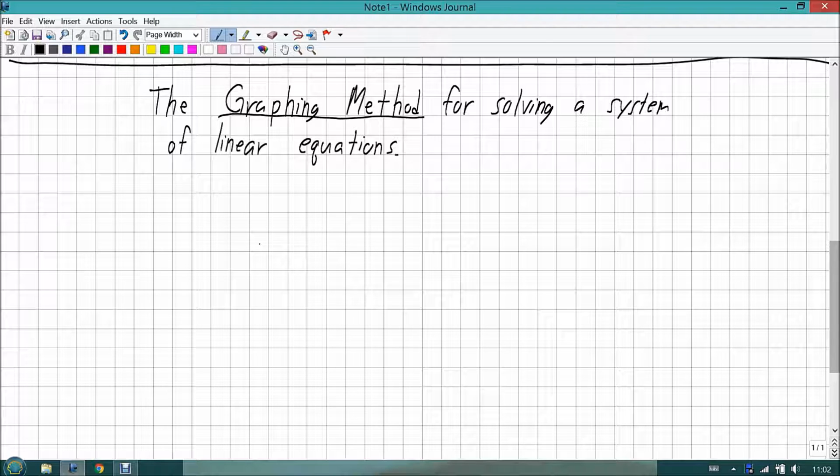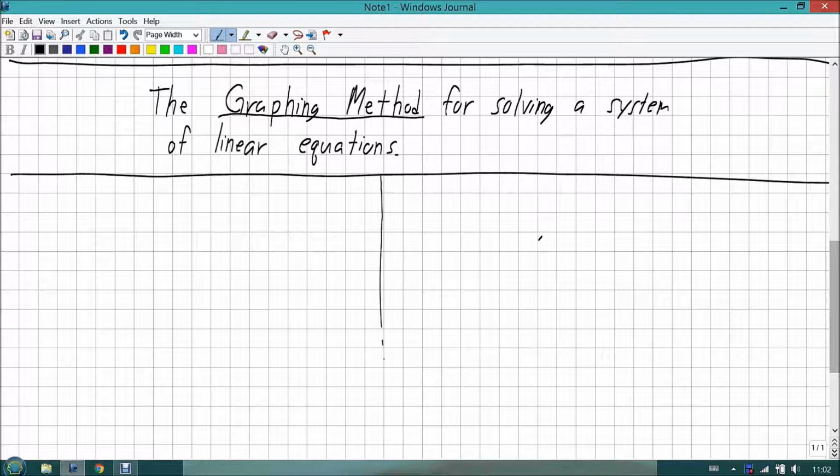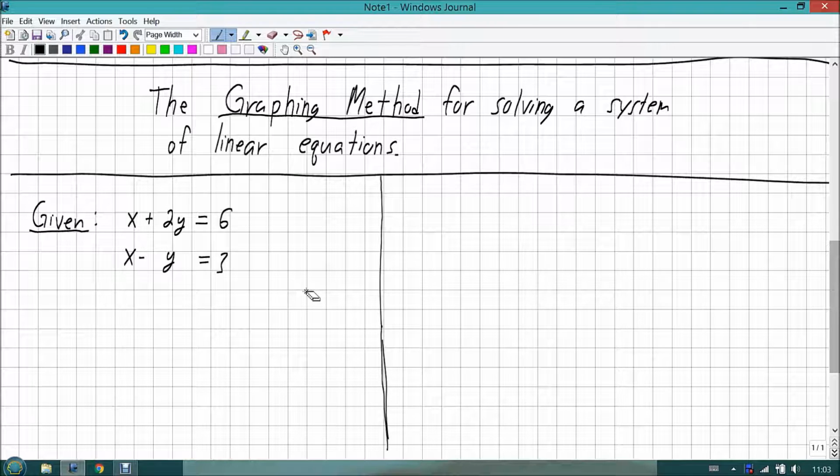All right, so here's the method for solving a system of equations by graphing. We're going to go back to the old T-chart. We start by being given 2 equations. Let's see, some easy ones: x + 2y = 6, and we're also given another equation, x - y = 3. So we're starting off with what's given to us, and our objective is to determine where they intersect.